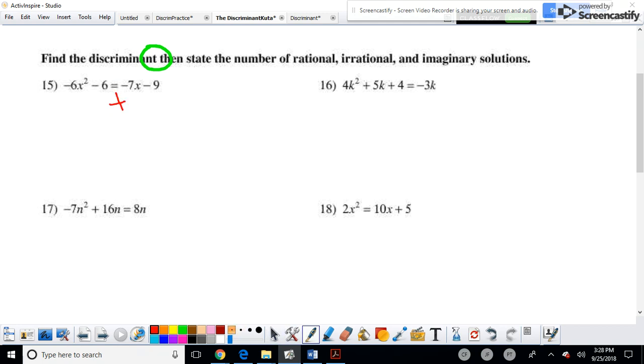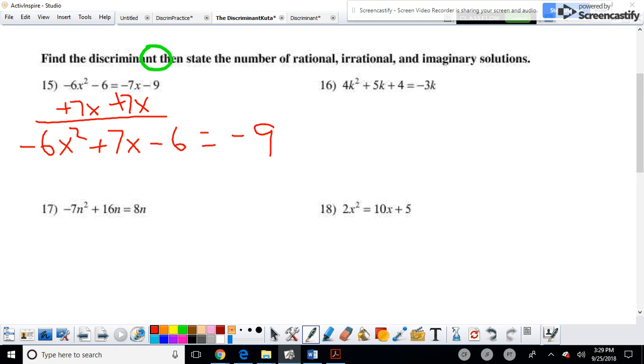So to do that, I'm going to add 7x to both sides and put it over there. Now, I cannot combine this 7x with the x squared because they're not like terms. I can't combine it with the negative 6 because it's also not a like term. So we just write all three of them. Bring everything down. Negative 6x squared plus 7x minus 6 equals negative 9. See that? Because the negative 9 is left.